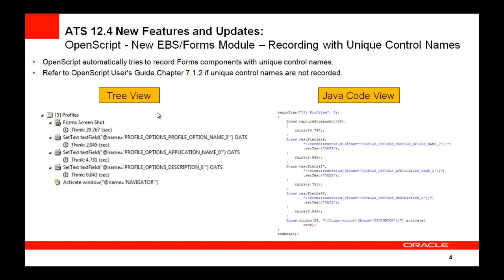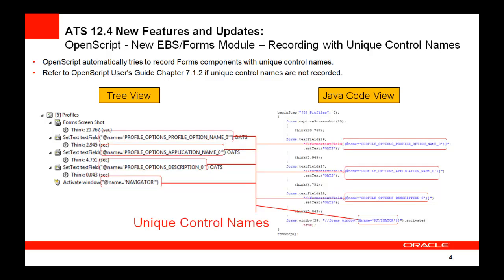This is how it looks in TreeView and Java Code View when the Forms recording is recorded with unique names. If this does not happen, then please refer to OpenScript User's Guide Chapter 7.1.2 for instructions to enable recording with unique control names.